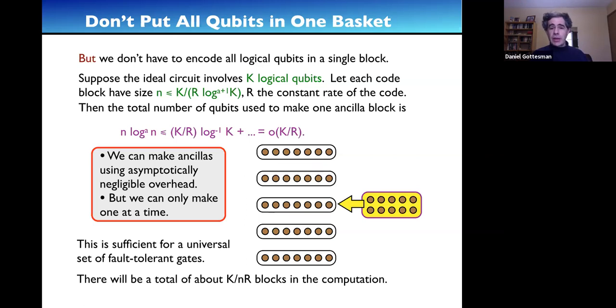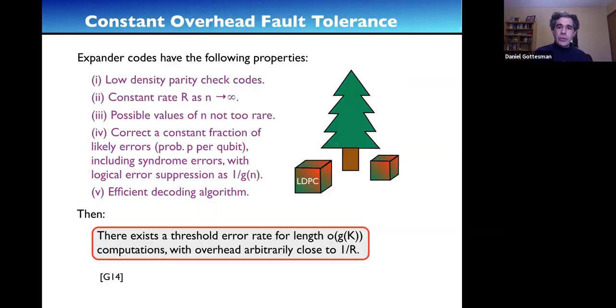So asymptotically, the size of this overhead of making this ancilla is negligible. But the catch for that is that we can only make one at a time, or we'll lose the scaling. If we wanted to do things in parallel, if we wanted to make many of these ancillas, one for each code block, then we'd be back to having this polylog overhead. And so we can't do that in this procedure anyway. Okay, so that's the way that you can still have low overheads, at least in the asymptotic regime, and use these LDPC codes.